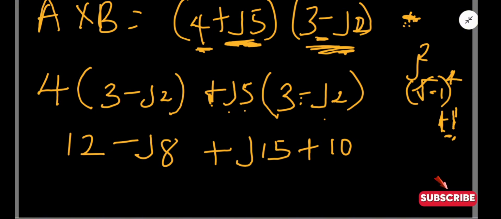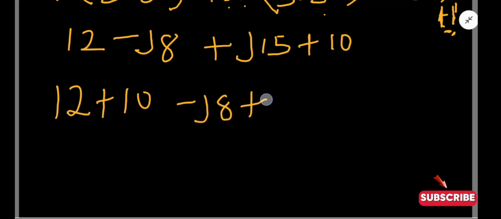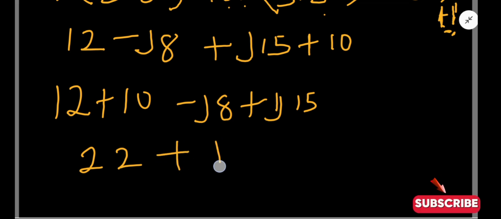So going forward, see what we have here. 12 minus j8 plus j15 plus 10. Now, what I'm going to do next is separate the real part and separate the imaginary part. Then simplify. 12 plus 10, minus j8 plus j15. So let's go. 12 plus 10 will give us 22. Minus j8 plus j15 will give us positive j7, because 7 plus 8 will give us 15 back.